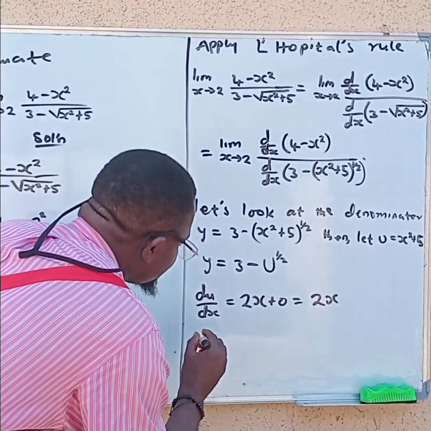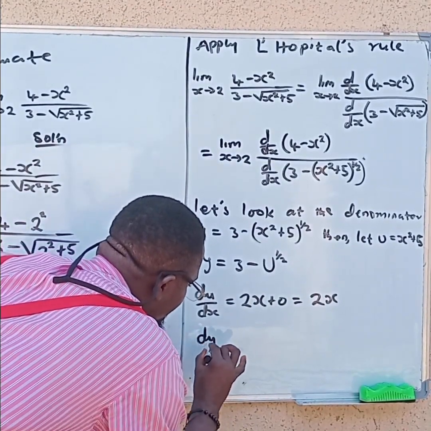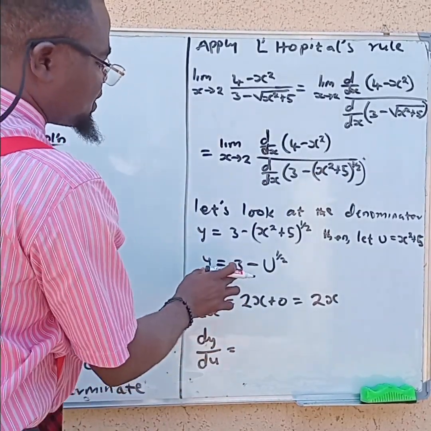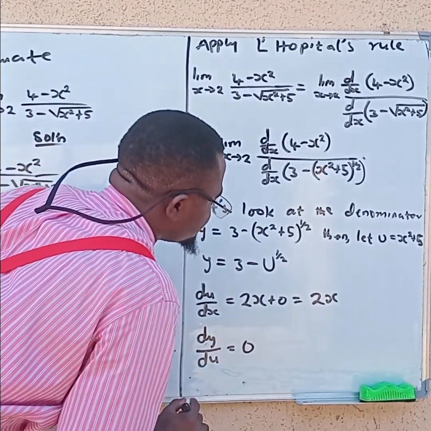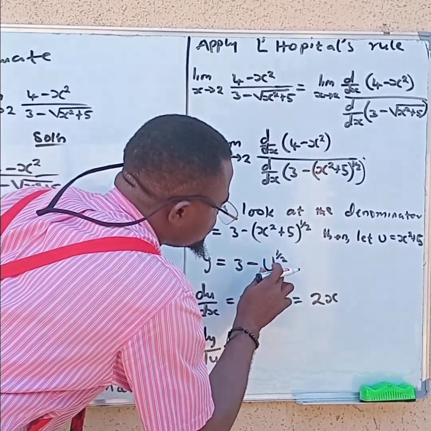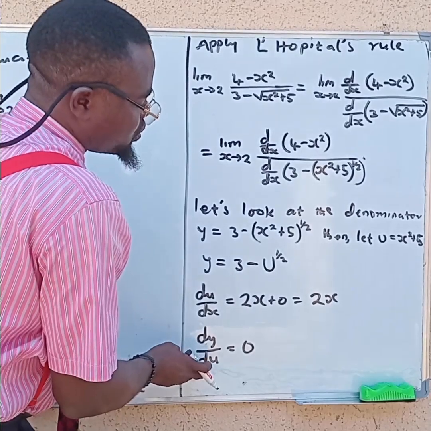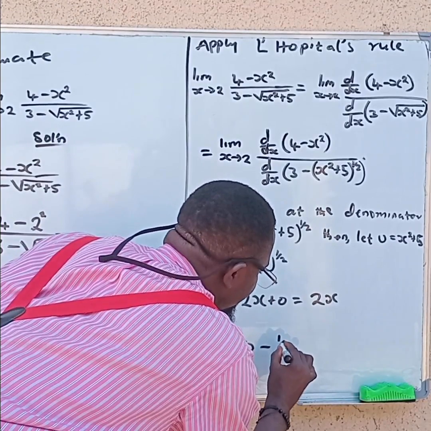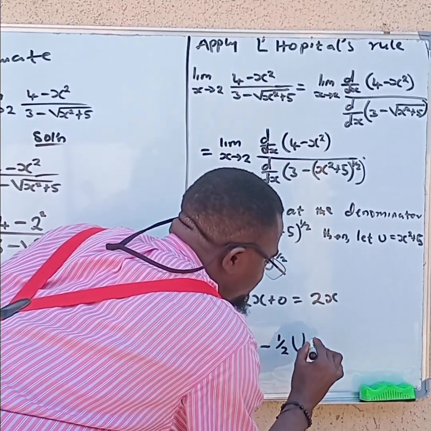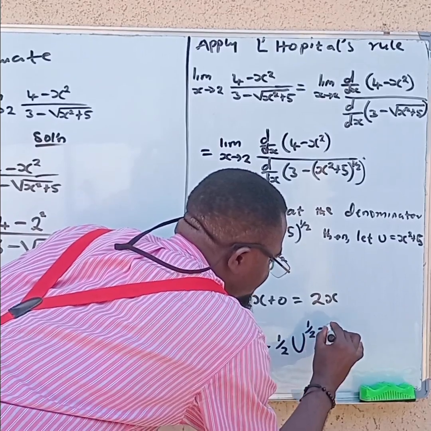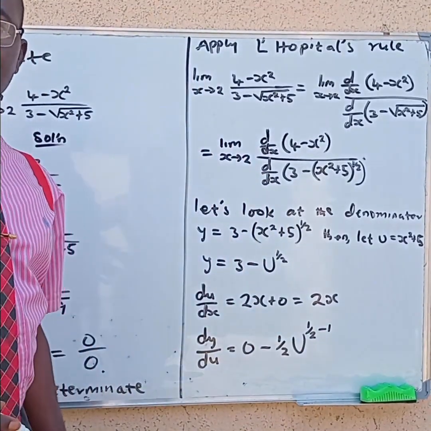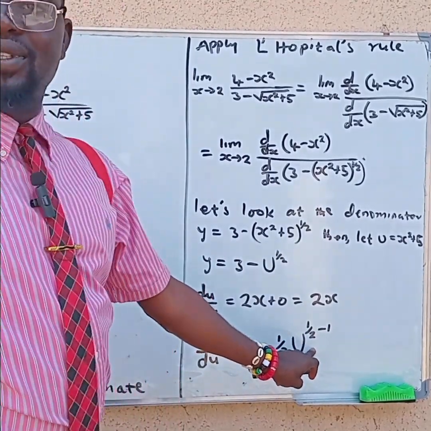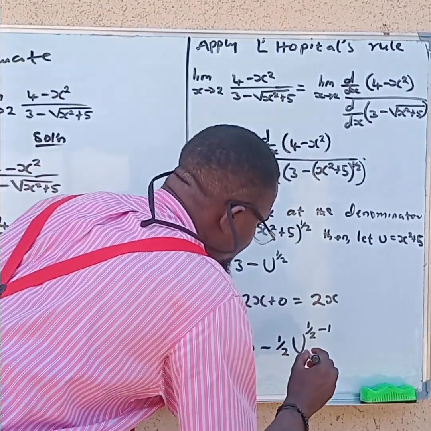Now let us differentiate y with respect to u. If we differentiate 3, it will be 0. And if we differentiate u, because we are differentiating with respect to u, it will now be minus, bring the half down. Take the half, just as differentiation says, you subtract 1 from it. And if you subtract 1 from half, you have minus half. So this will now be equal to what?